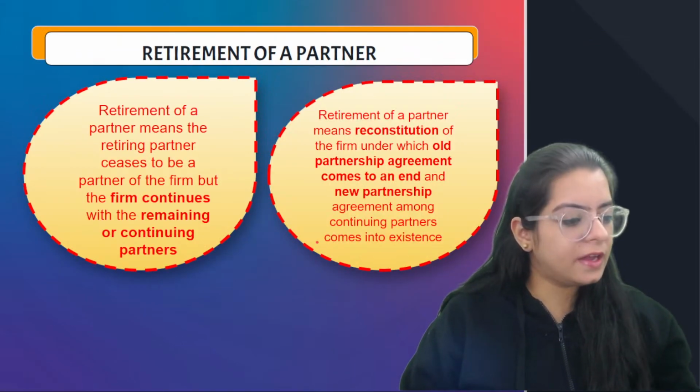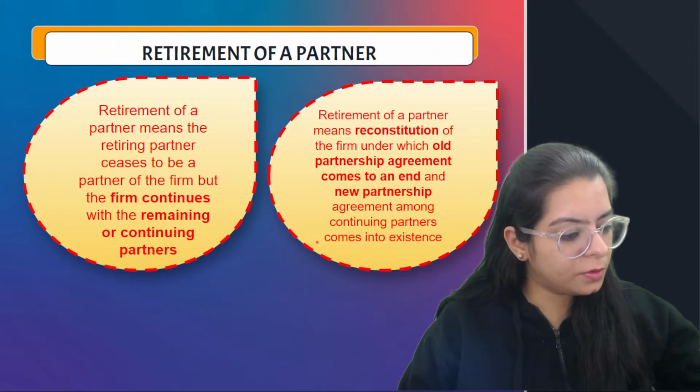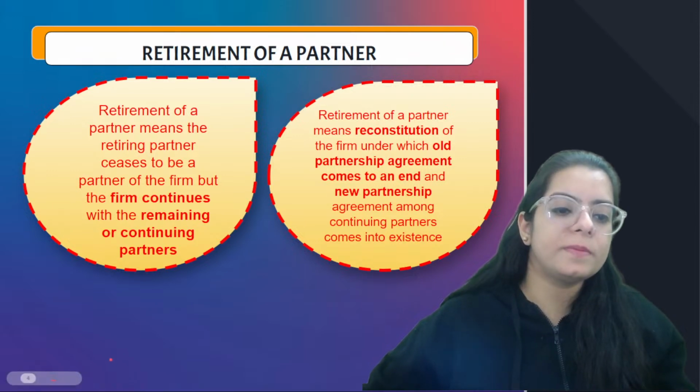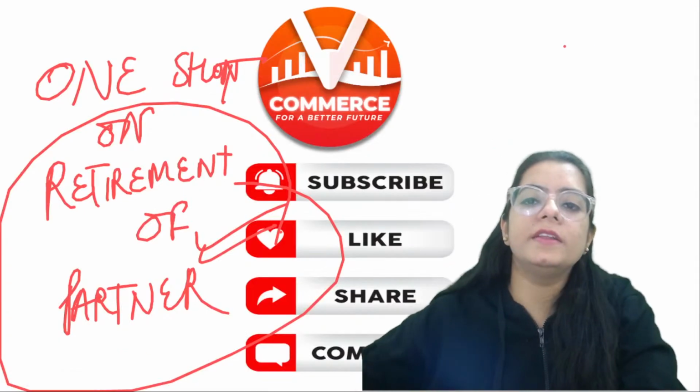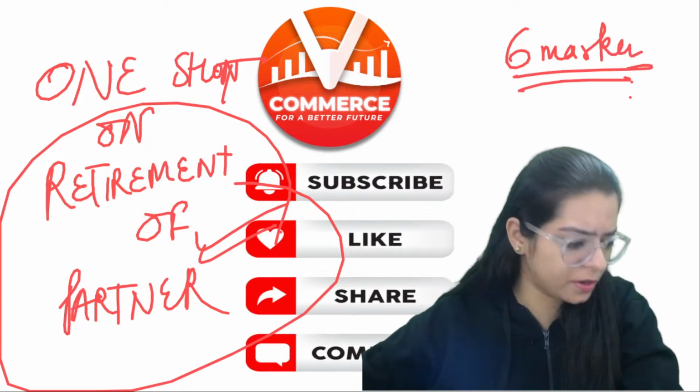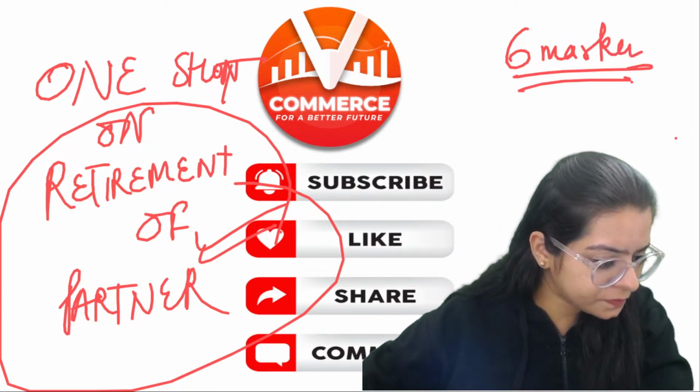Okay, then let's start quickly without wasting any time, because we have a lot to cover and there are many topics in retirement of a partner. What is the worth of this chapter for your examination purpose? There will be a 6 marker question. There are chances of a 6 marker question sometimes.